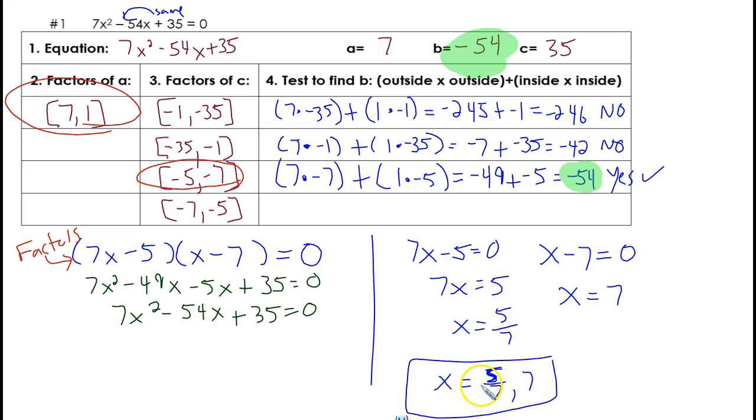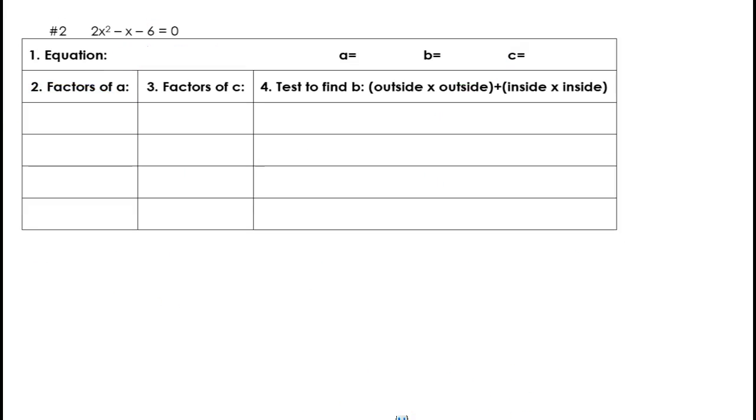Before I flip to the next slide, if you have your notes out and you want to pause the video, try it out, and then press play, it would be a good idea to do that. All right, so whether or not you attempted this problem, we're going to go ahead and begin.